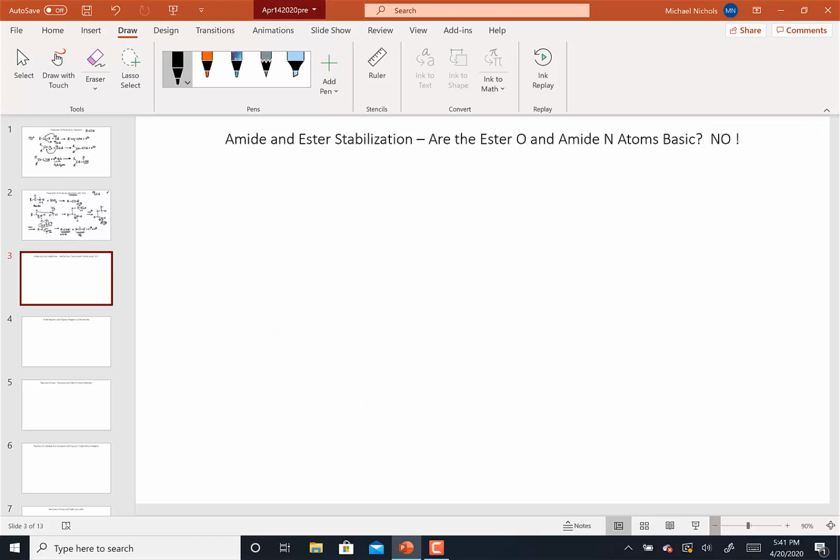Okay, so I'm going to take a little bit of a detour here and talk a little bit about ester and amide, what's called stabilization, and why we've always protonated the carbonyl oxygen in an ester and an amide and never the oxygen or nitrogen. So if you have, for instance, an ester, whenever we add acid to an ester, you could think, well, why aren't we protonating the oxygen that essentially came from the alcohol in the ester?